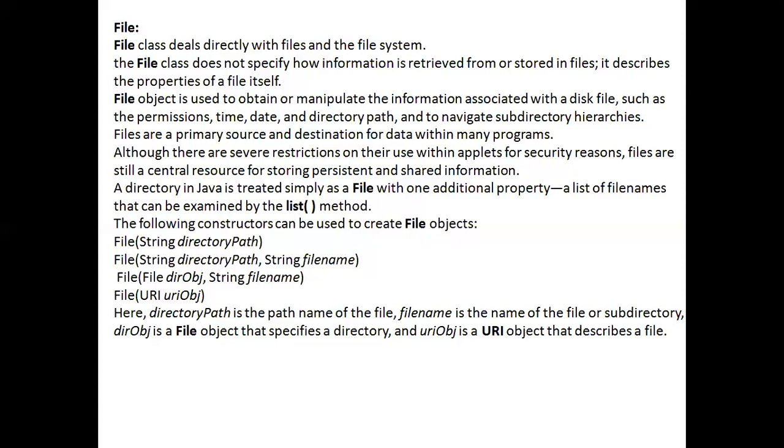Next, URL object, file of URL object. Directory path is the path name of the file. File name is the name of the file or subdirectory. Directory object is the file object that specifies the directory. URL object is the URL object that describes the file. So URL is going to describe the file.